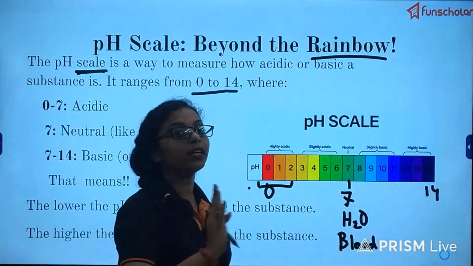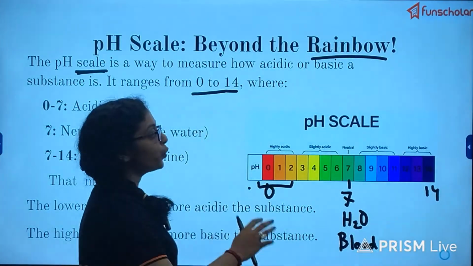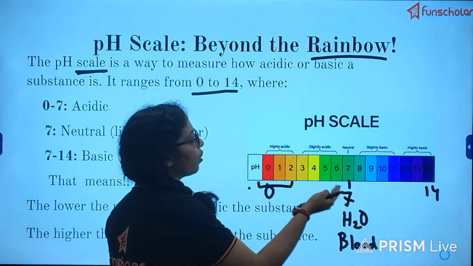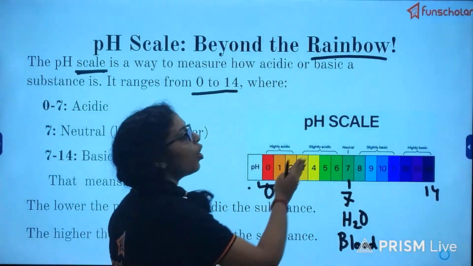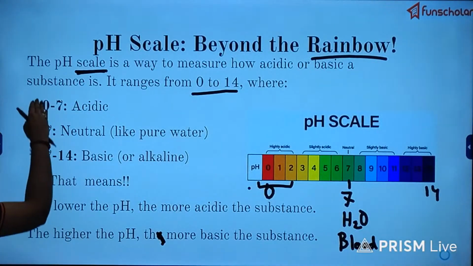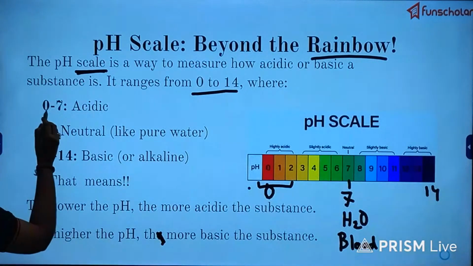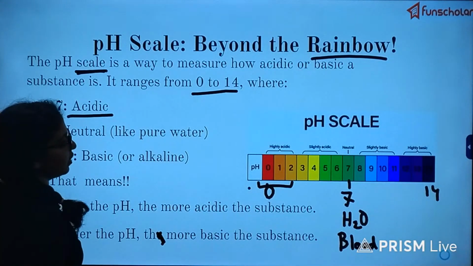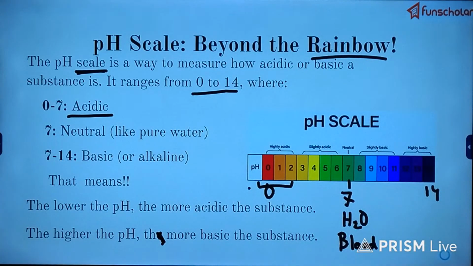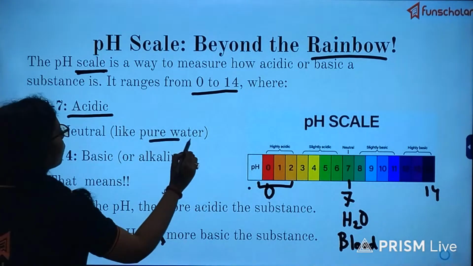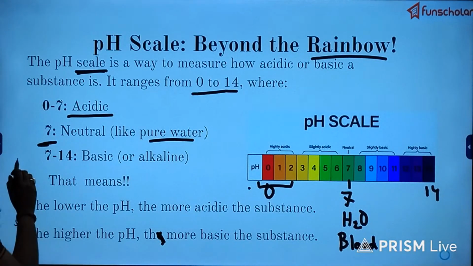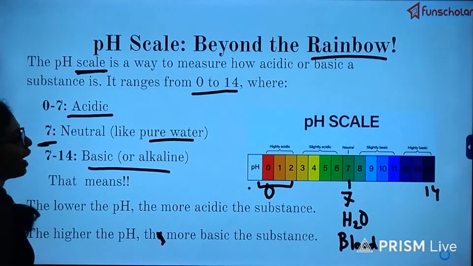From the magnitude we can understand exactly whether the substance is neutral, just acidic, highly acidic, slightly basic or highly basic. So let's see this magnitude. 0 to 7 is mostly acidic. Either it's highly or slightly, it falls under the group of acidic. Neutral, like pure water, is mostly 7 or around 7. From 7 to 14 are basic or alkaline.